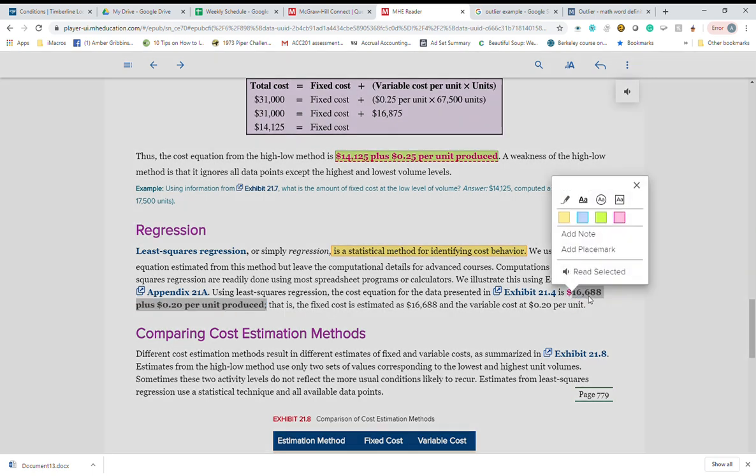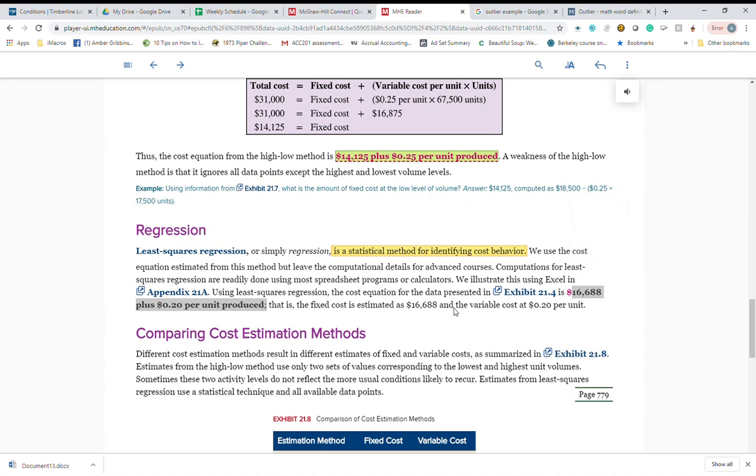It's 16,688 plus 0.20 per unit produced, versus the 14,125. Now, why is this important? Well, it's better to do it accurately, right? So it's a little more accurate. If you're just doing a quick and dirty estimate on a piece of paper in a business meeting, then use the high-low. If you're at your office and you're trying to predict the actual costs for next month, use regression.